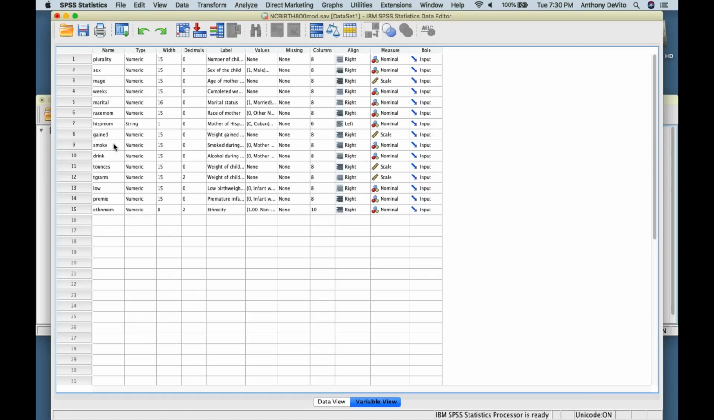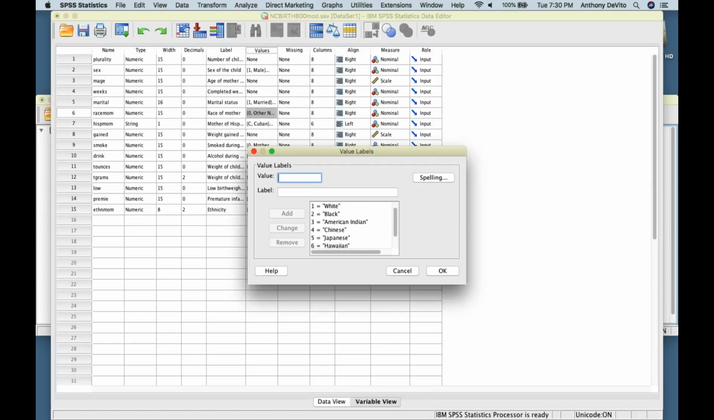How about categorical variables? I have whether the mother smoked or not, right? That's two values. I have whether the mother is Hispanic or not. I have the race of the mother. I have 8 different values for the race of the mother.